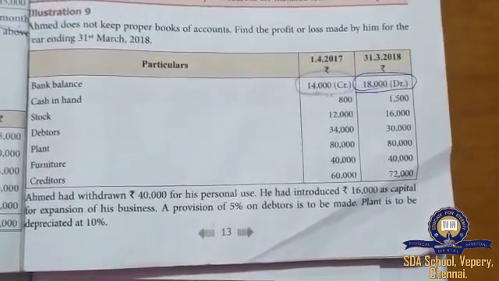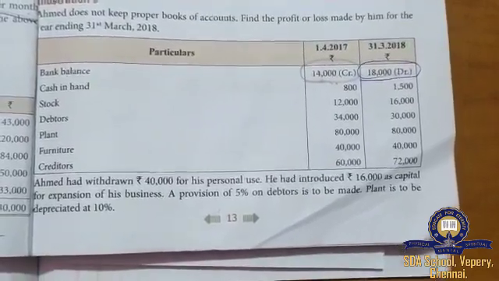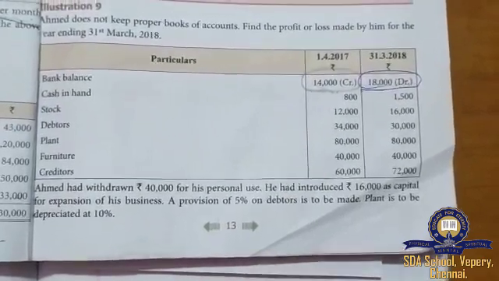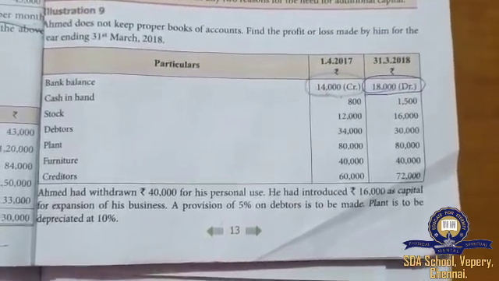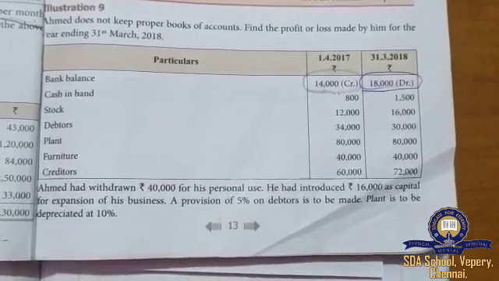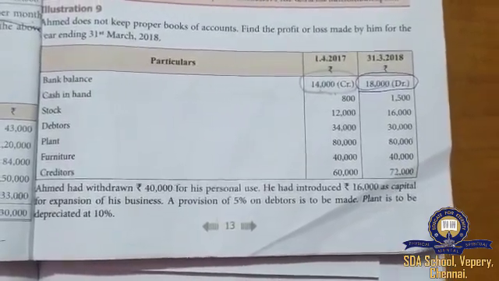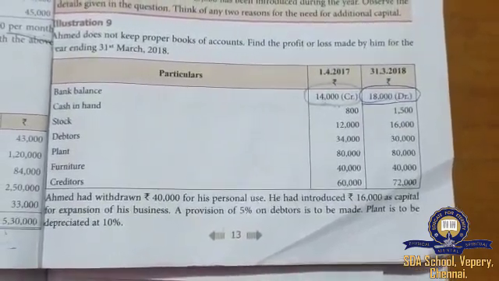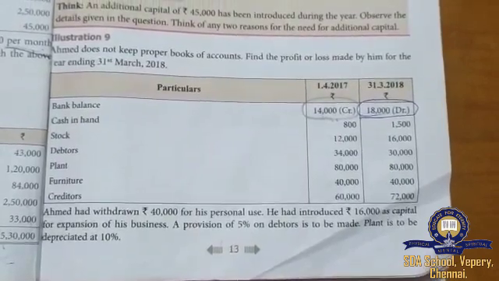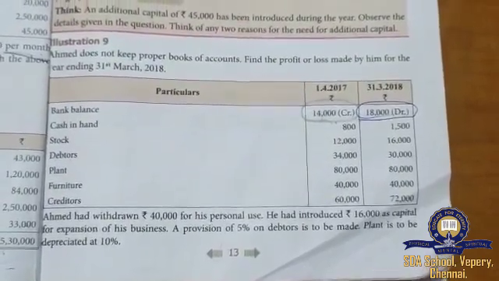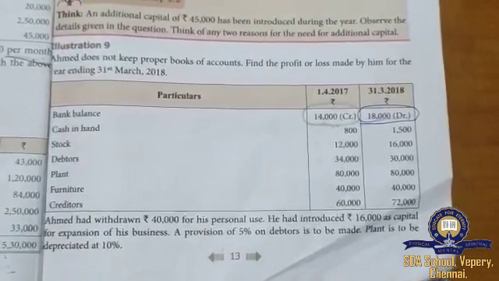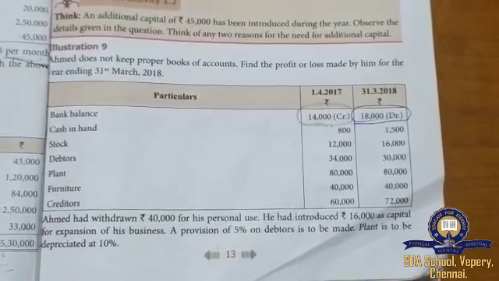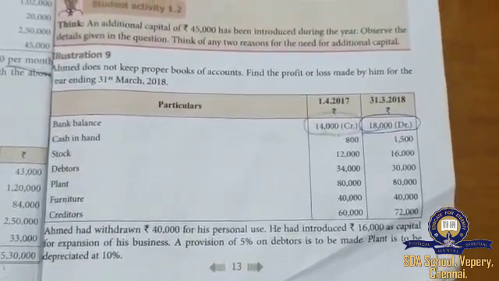Cash in hand 800, 1,500. Stock 12,000, 16,000. Debtors 34,000, 30,000. Plant 80,000, 80,000. Furniture 40,000, 40,000. Creditors 60,000 and 72,000. Ahmad had withdrawn rupees 40,000 for his personal use. He had introduced rupees 60,000 as capital for the expansion of his business. A provision of 5% on debtors is to be made. Plant is to be depreciated at 10%.